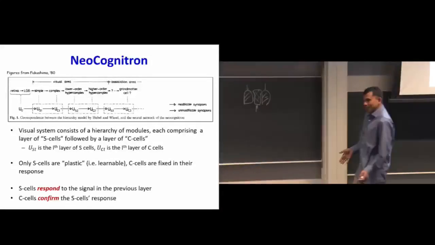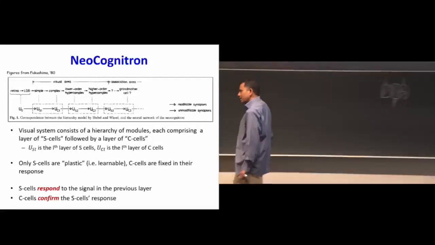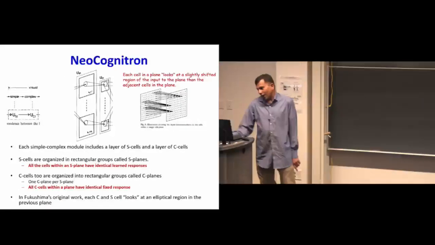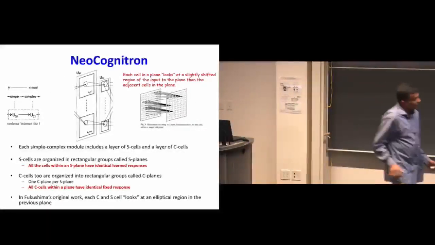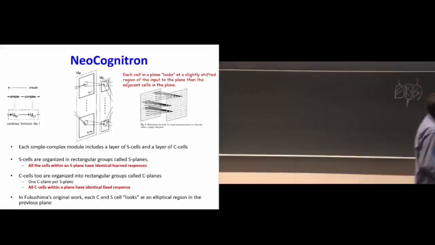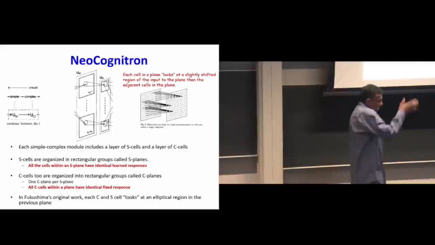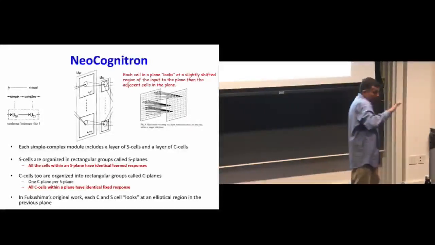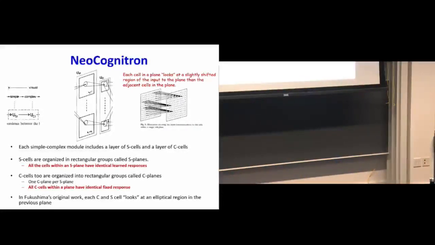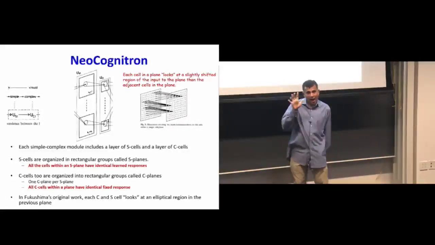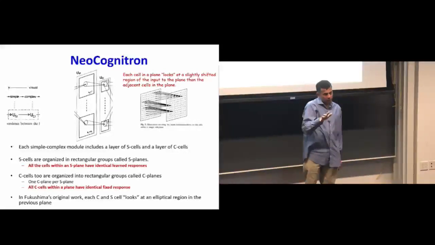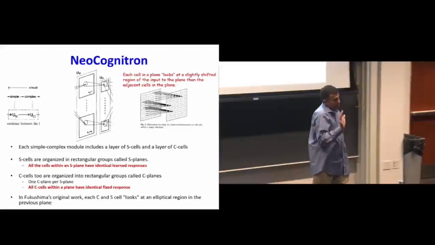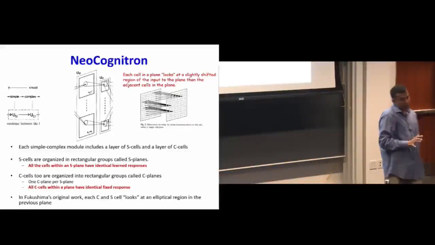And each layer of C cells responds only to the corresponding S cells. Now, even more specifically, and this is how Fukushima introduced position invariance. Within each layer of S cells, you have many planes. So this is one layer of S cells where you have many planes, and within each plane you have several cells, and all of the cells within each of these little squares have exactly the same response. The only distinction is in which region of the output of the previous layer they look at.